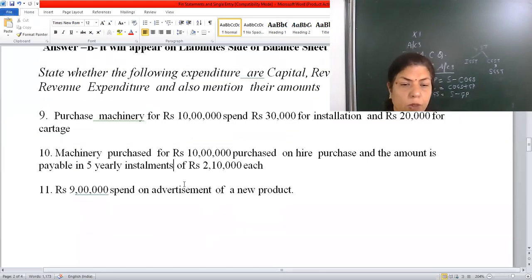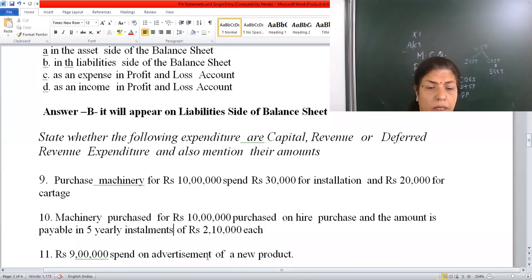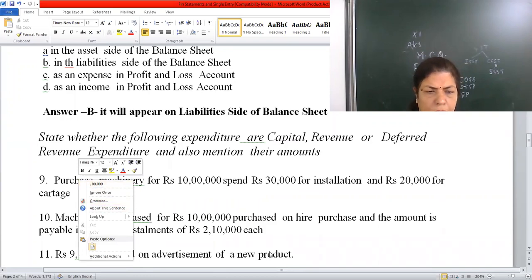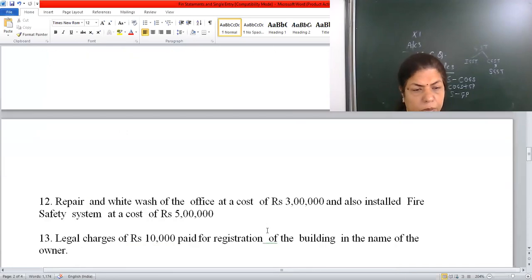Now rupees 9 lakh spent on advertisement of a new product. See the amount paid or spent on advertisement for a new product will be beneficial for many years, because when the new product is launched, many expenditures are there initially that will give the benefit for more years. That's why it is deferred revenue expenditure.